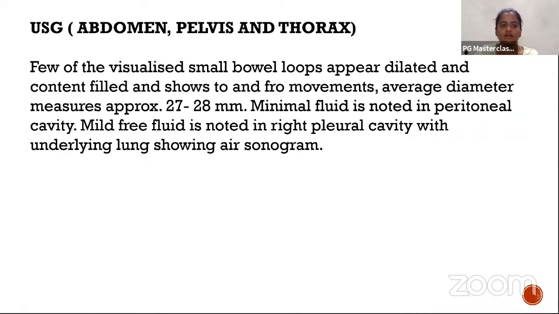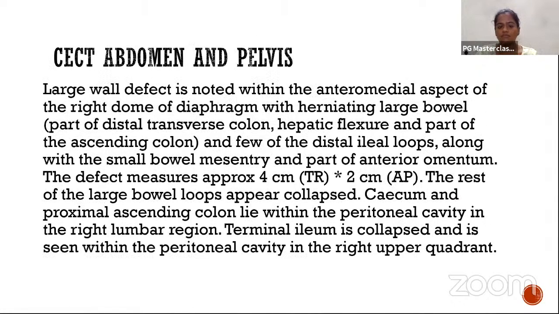We went for ultrasonography of the abdomen, pelvis, and thorax. Few of the visualized small bowel loops appeared dilated and content filled and showed to and fro movements with average diameter of approximately 27 to 28 mm. Minimal fluid was noted in peritoneal cavity. Mild free fluid was noted in right pleural cavity with underlying lung showing air sonogram. On USG, we could not appreciate any signs of diaphragmatic hernia.